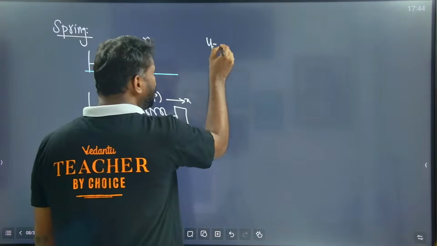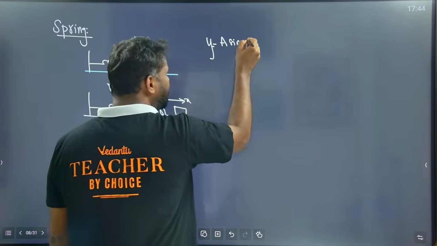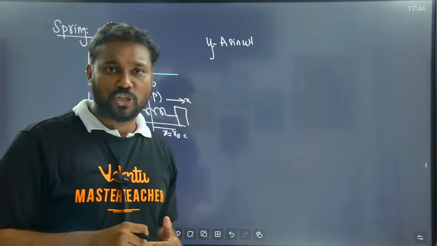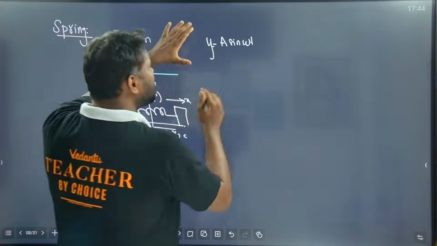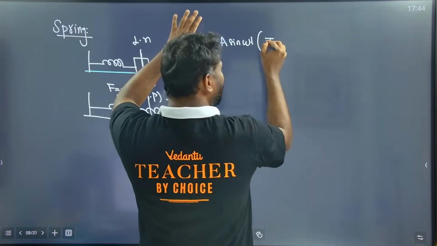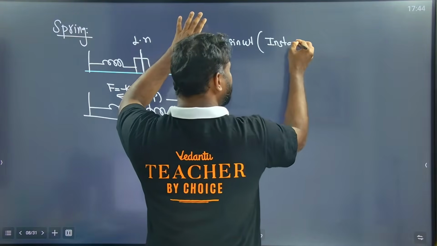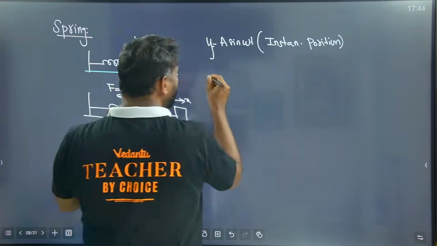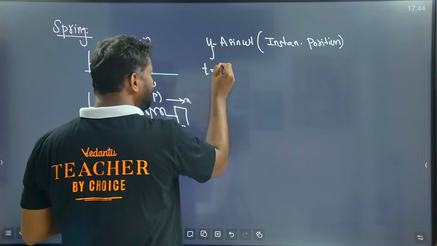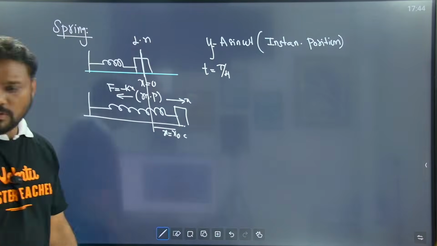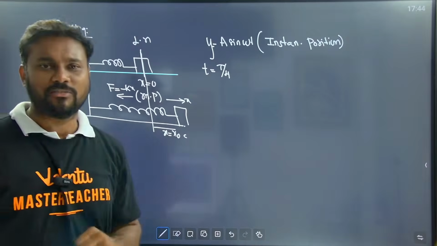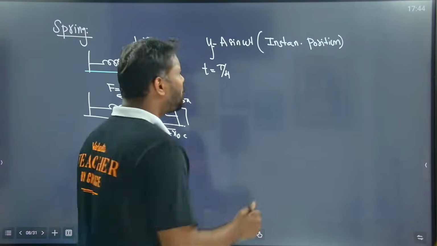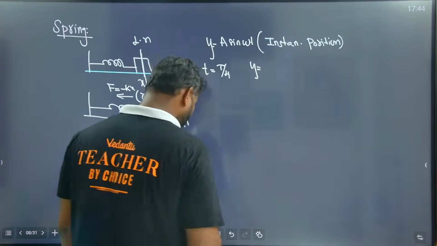So I take y equals a sin omega t. Now the question is, if we know the time, can we calculate the position? Yes, we can calculate using this. So using this we can calculate the instantaneous position of the particle. For example, I take time t equals T by 4. Can you calculate the position of the particle? Yes, you can. I take this T by 4 and substitute it here. So what will you get? At that point, we can calculate the position.